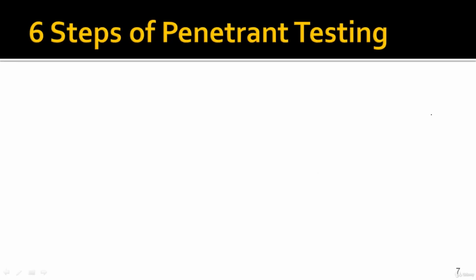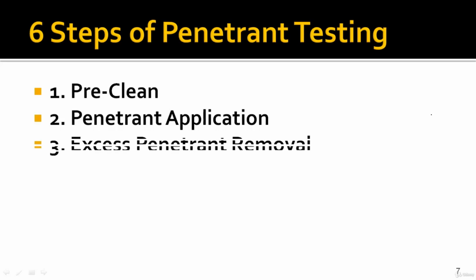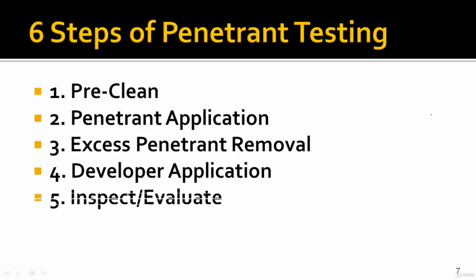There are 6 steps of dye penetrant testing. The first step is to pre-clean. We have to clean the surface before applying the dye. The second step is penetrant application. We apply the penetrant. Then excess penetrant removal. We will remove excess penetrant. Then developer application. We will apply developer, and after applying the developer, we will inspect it, evaluate it, and again post-clean all the things we applied, and we will use the product again.